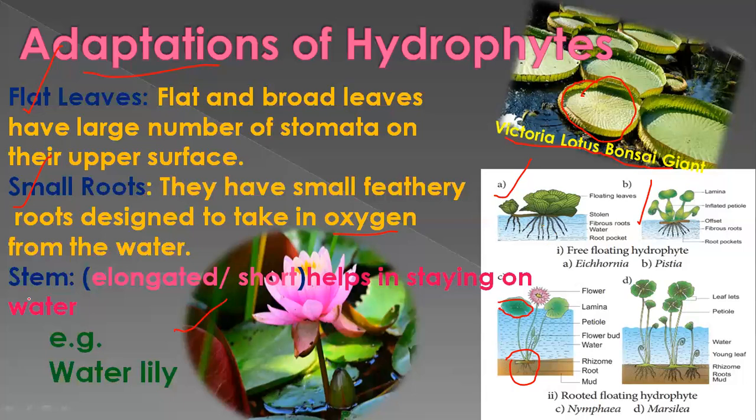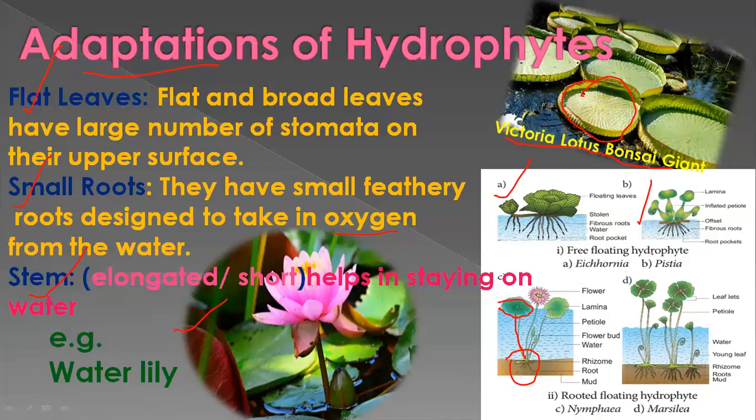Then if we see the next adaptation, very important as well, that is the stem. In some the stems are elongated, as you can see in the water lily, and in some the stem is short, as you can see here in Eichhornia and Pistia. Their stems are just on the water, and they are totally floating plants.